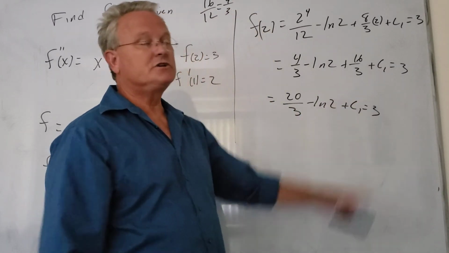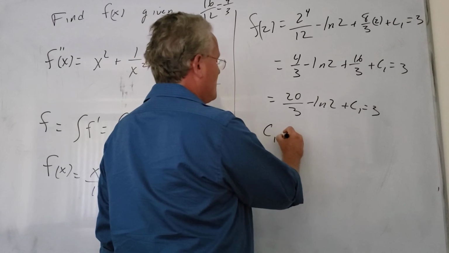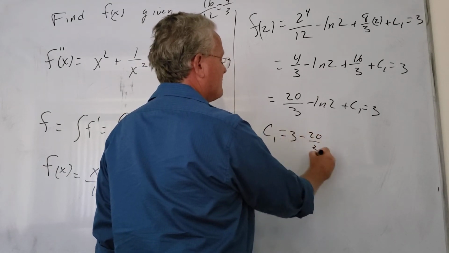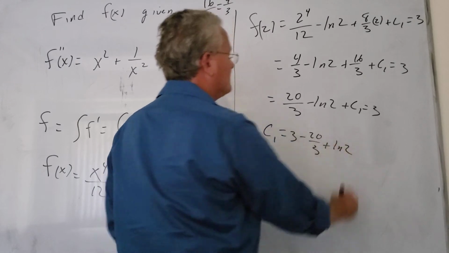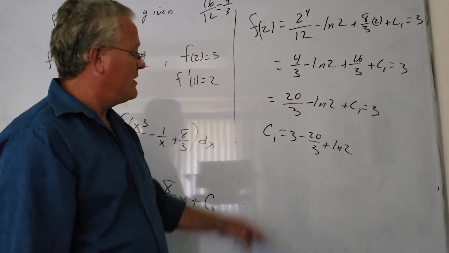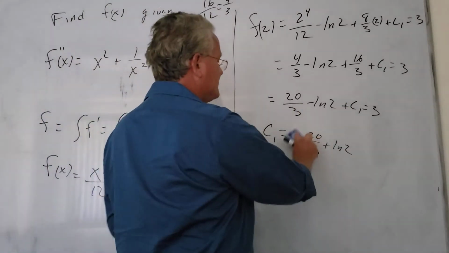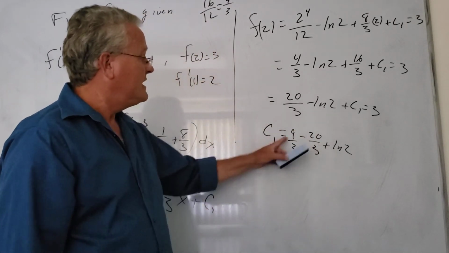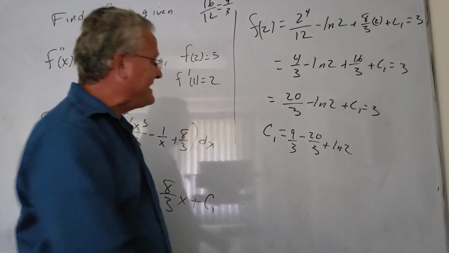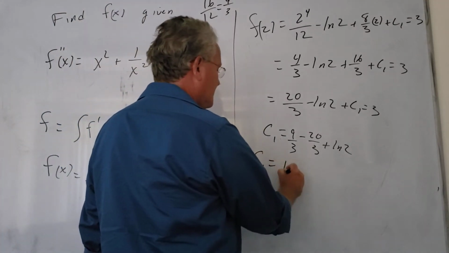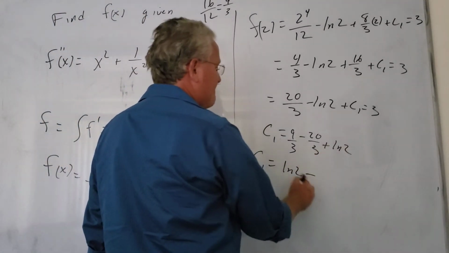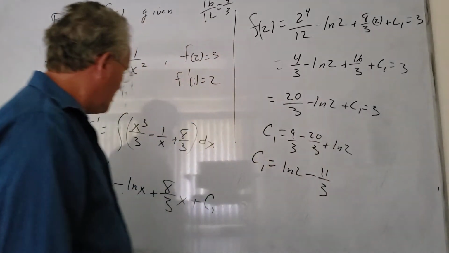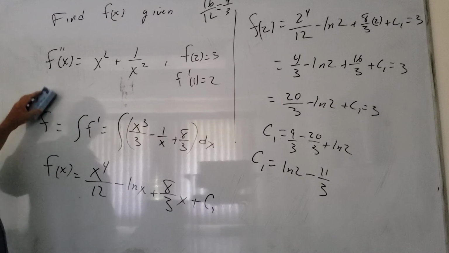If I move this to the other side, we find c1 is 3 minus 20 thirds plus the natural log of 2 when I move that over. 3 we can think of as 9 over 3. 9 minus 20 is minus 11. So we get the natural log of 2 minus 11 over 3 is c1. So now we go back and plug that in here.